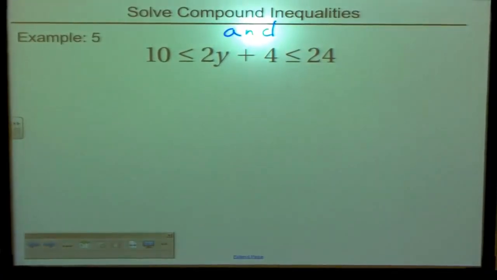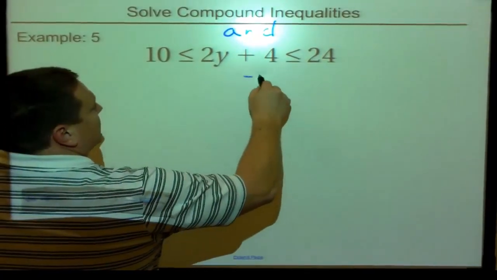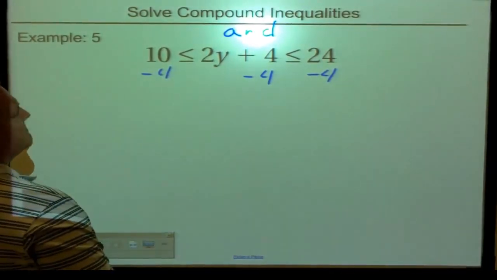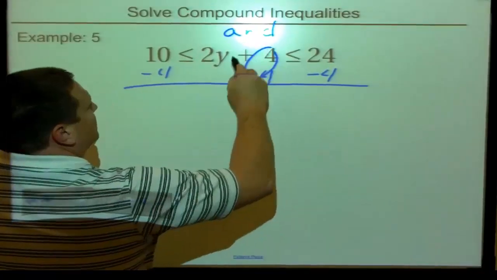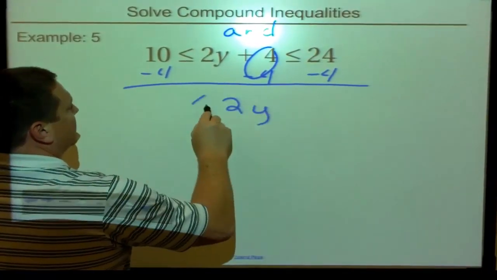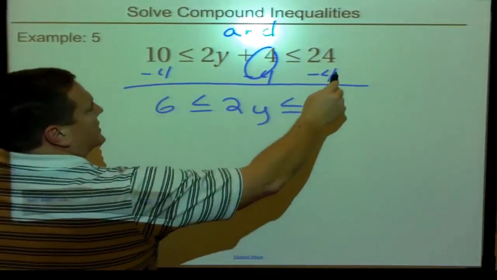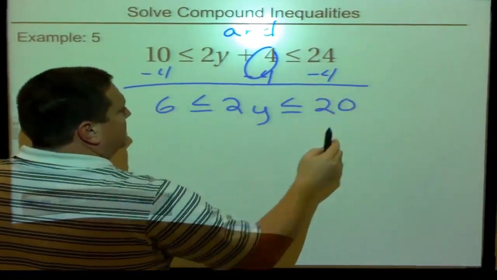We're going to solve it just like any other multi-step equation. We're going to subtract the 4 from both sides. That makes a 0 in the middle, leaving 2y less than or equal to, or greater than or equal to. 10 minus 4 is 6. 24 minus 4 is 20.